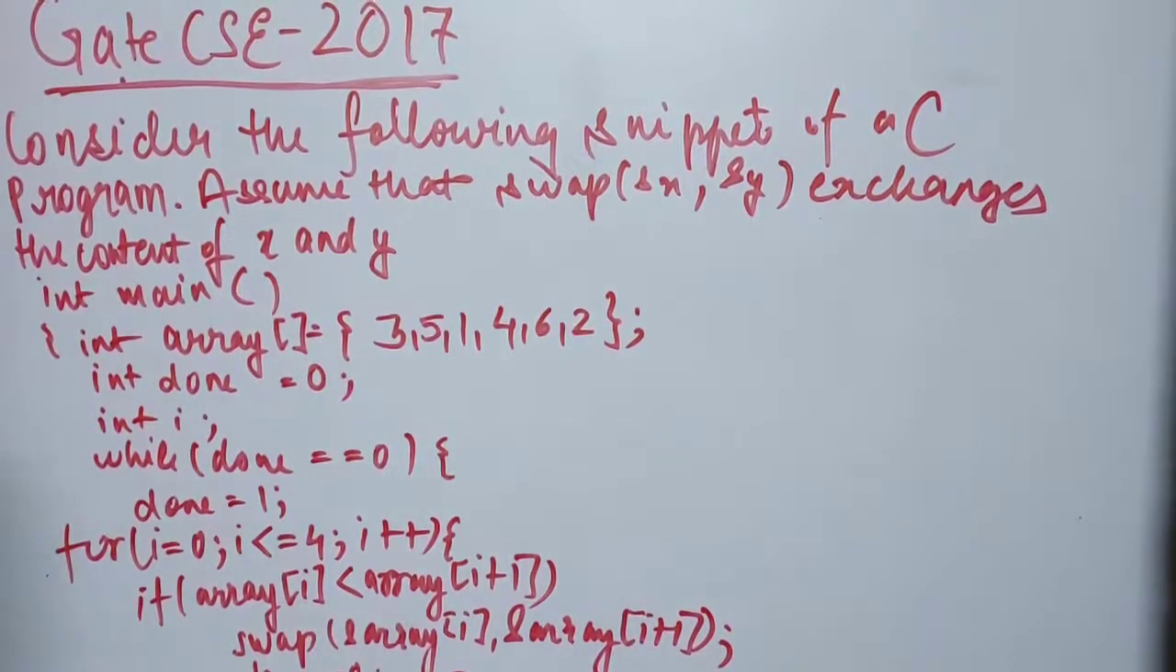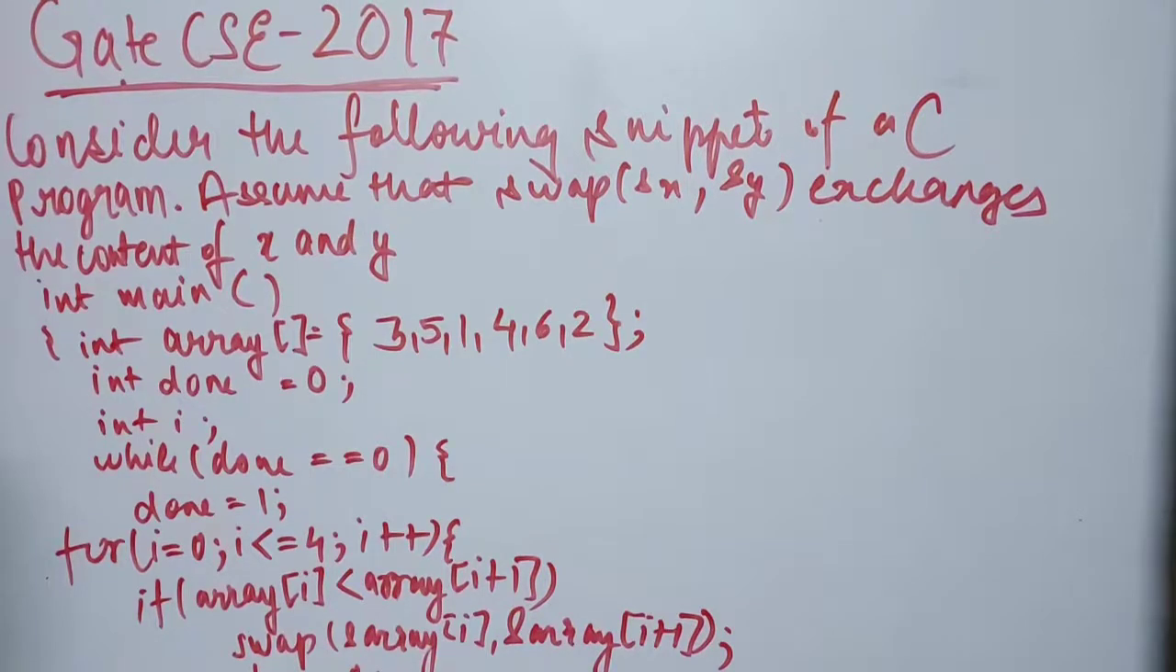Today I will be discussing the GATE CSE 2017 C programming question. First, let's read the question. Consider the following snippet of a C program. Assume that swap(&x, &y) exchanges the content of x and y.